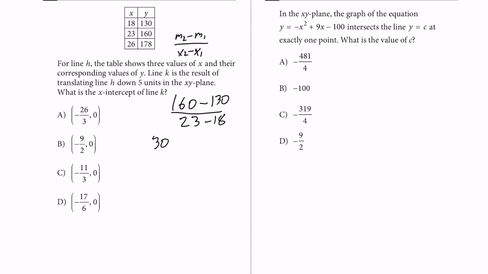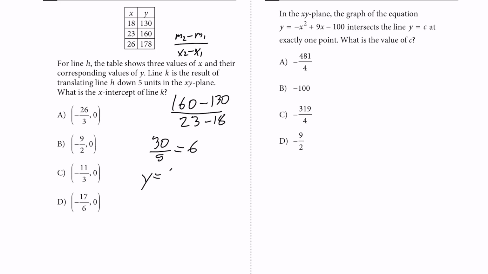So that's to say you could do 178 minus 160 over 26 minus 23, or 178 minus 130 over 26 minus 18. Any of those will work. So that's going to give us 30 over 5 equals 6. So the slope is 6.